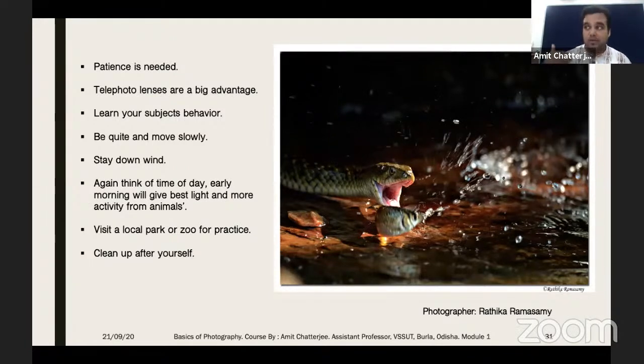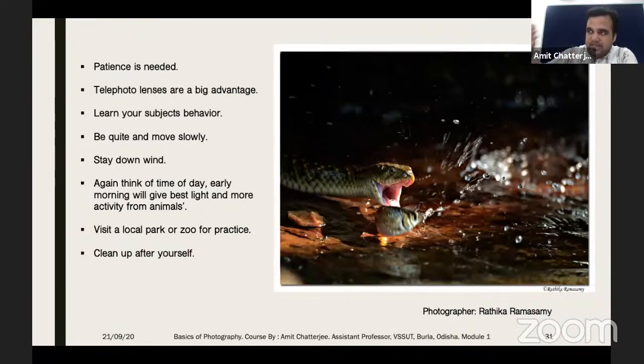Now if you have to be away but still want to get close shots, a telephoto lens is the solution for that. The next one is you need to learn your subject's behavior. This is one thing that I tell my students a lot of the time. Those who are into wildlife photography, do a little bit of research before you go for clicking. Sometimes a little bit of research can actually be a big boon. If you know the behavioral pattern of a snake, or what a tiger usually does after combing or licking itself, then you already know what is coming next.